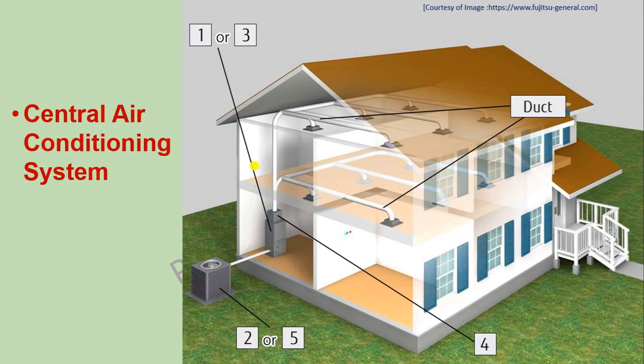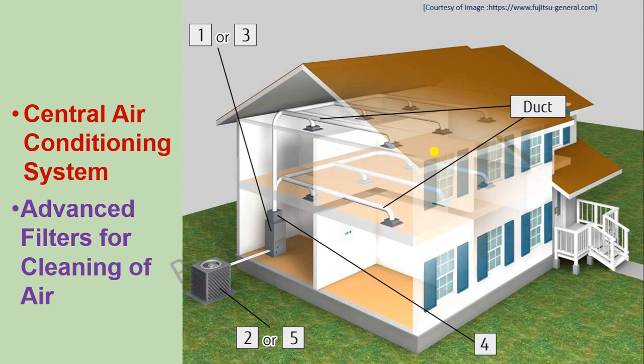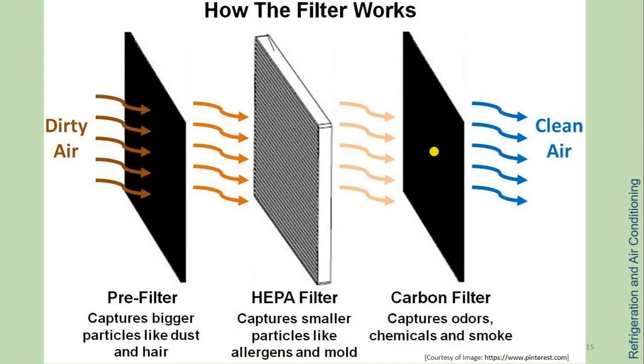Now, the working of central air conditioning system of hospital is the same as that of multiplex air conditioning system. The difference is what? Here, advanced filters are used for cleaning of air, which is required in hospital. So here filters are used.